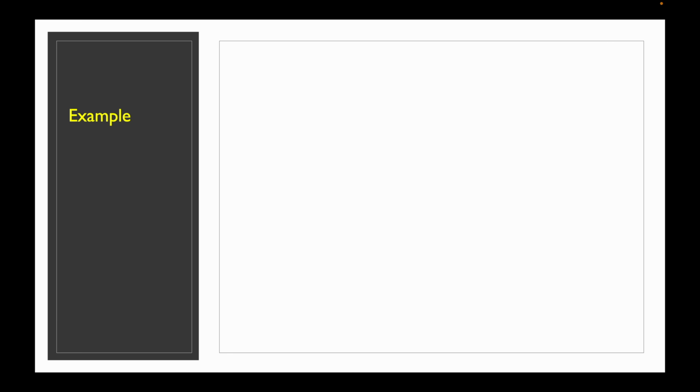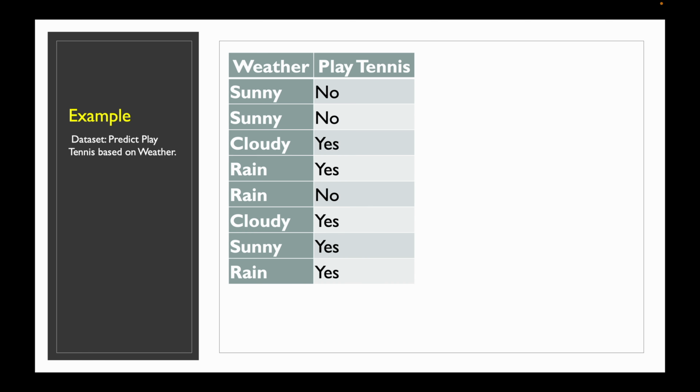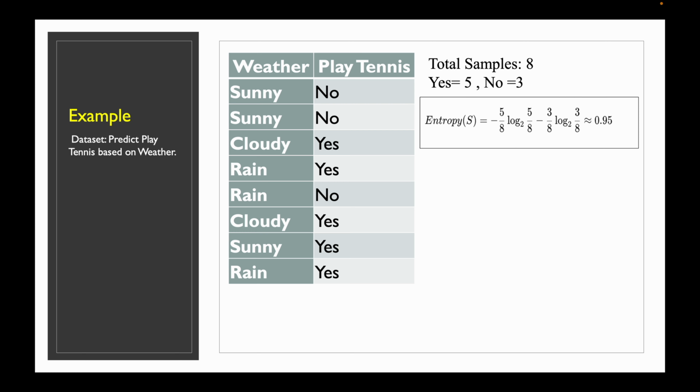Let's see another example. Our data set is to play tennis based on the weather. So this is our data. We have total samples 8, and we have here 5 yes and 3 no. And if we calculate the entropy, then entropy equals 0.95. Now if we split by the weather, for sunny we have 3 samples, 2 no and 1 yes. Therefore the entropy will be 0.92.